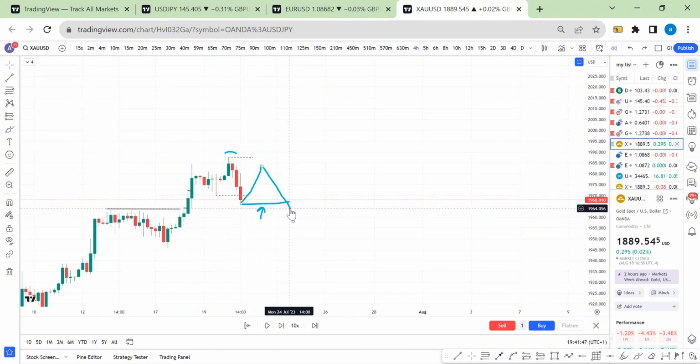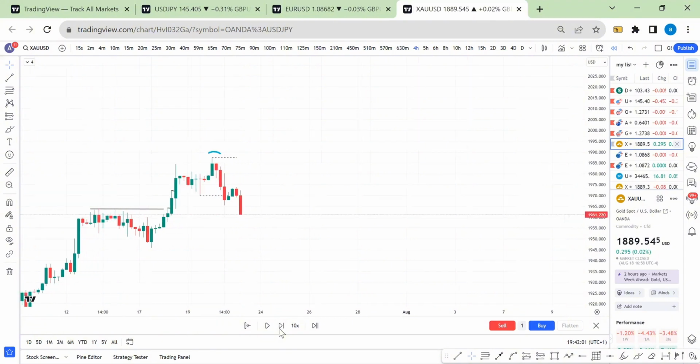So let's see what price is going to do. Is it going to give us an internal BOS, or is it going to just continue going up and the fractal structure will fail? Let's see what it's going to do. Yeah, it gave us a small internal break. So we can consider this now as our internal break of structure.